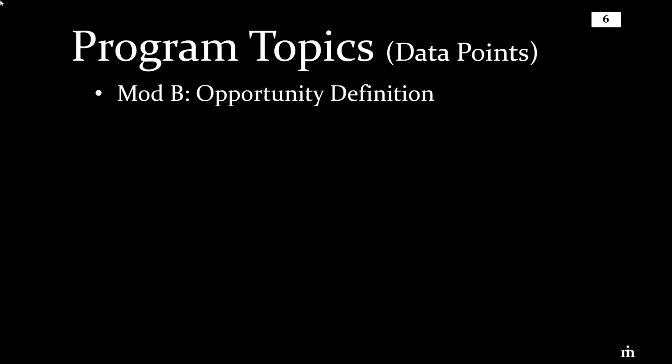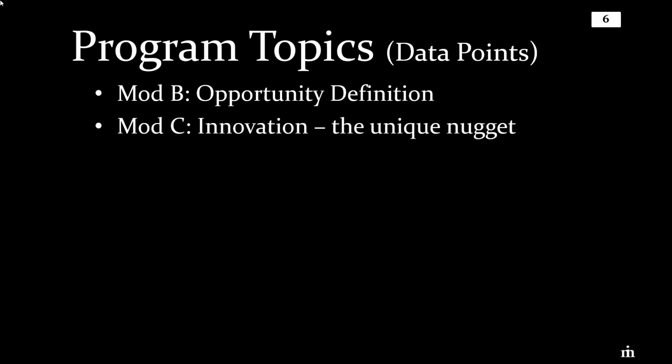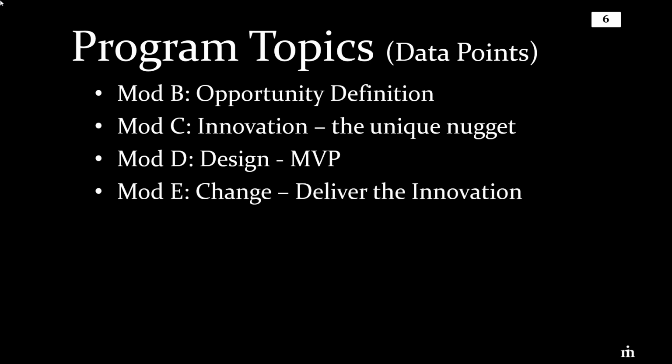We're going to have 4 topics, data points. In each module, we're going to explore how we define the opportunity, how we create innovation, define the unique nugget, and take each hypothesis and create something that would help us validate our hypothesis, often referred to as a minimum viable product or service. And then we think about how we will integrate that into the current value chain. So these are the 4 methods that we're going to explore in detail.